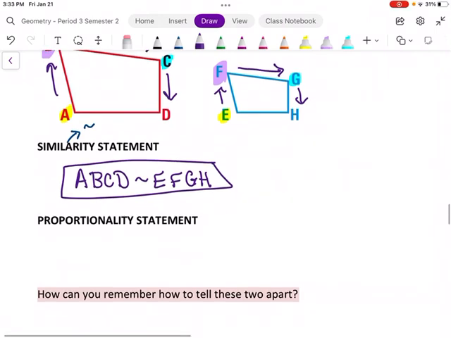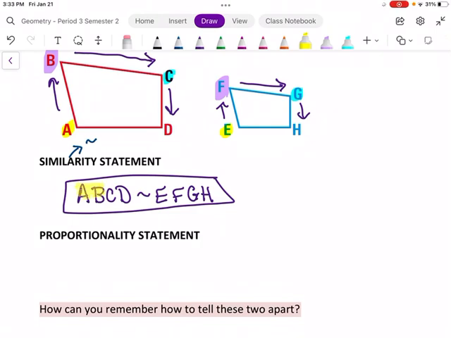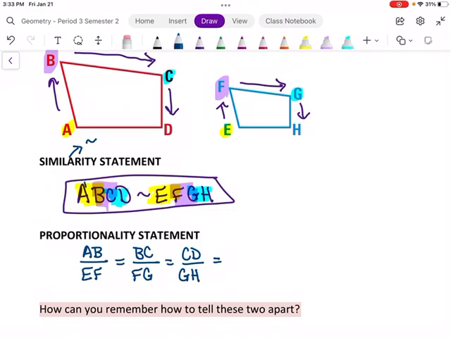And then our proportionality statement, we're going to use this to write a proportionality statement. So we can take the first two letters of both and write them as a proportion. So we could do AB over EF. Then we're going to take the next two letters, BC and FG, and write that as an equal proportion. Then we'll do that again and put CD and GH. And then we can take the first and the last letter, AD over EH.